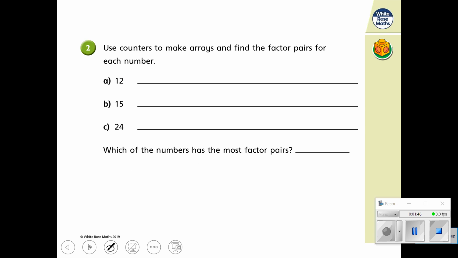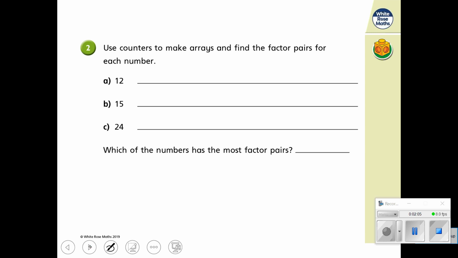Let's move on. Use counters to make arrays and find the factor pairs for each number. Right, I'm not going to go into all of these for you. I'll show you how to do number 12, and then I'll give you the answers for the other ones.